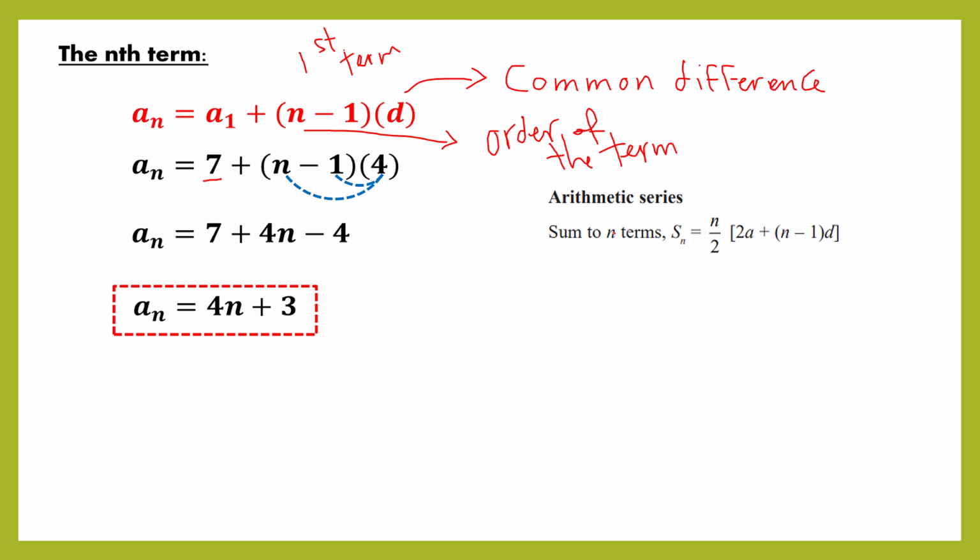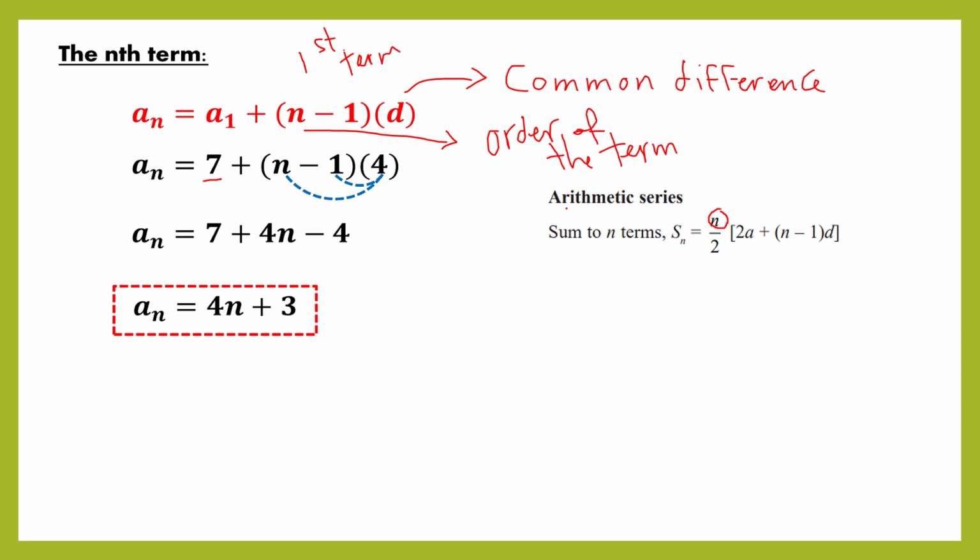So the sum of n terms is given by this formula, Sn equals n over 2 multiplied by 2a plus n minus 1 d. As we have known before, n is the number of terms in the arithmetic series, a is the first term, and d is the common difference.